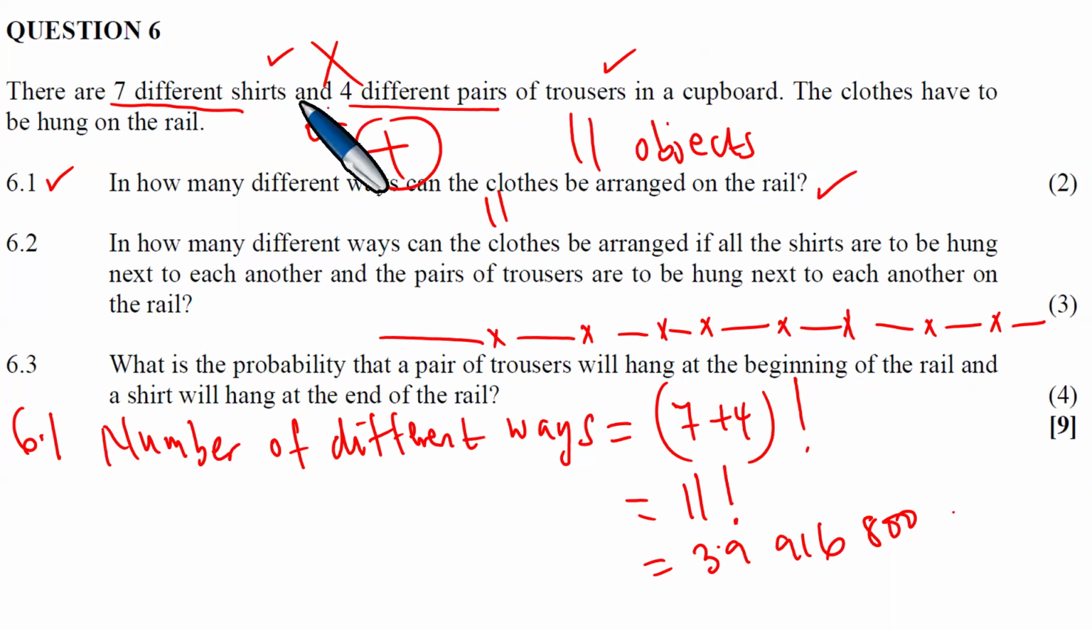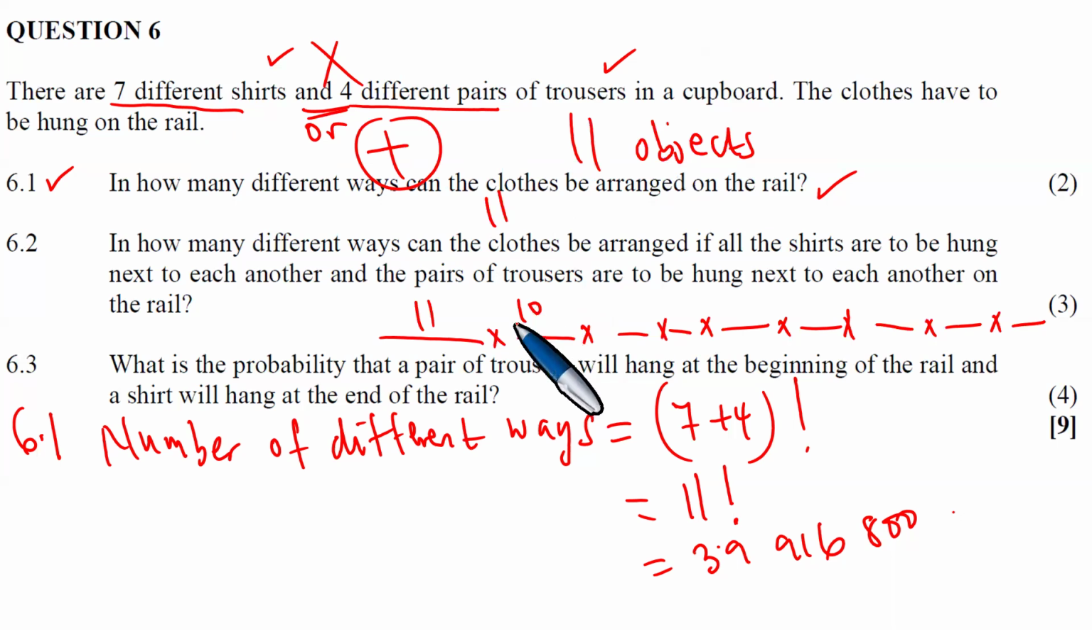We're doing this so that we are multiplying everything here. The first one is 11 ways. The second one is 10 ways, because you put the first shirt, and then if you have 11 objects, you are left with 10 objects.